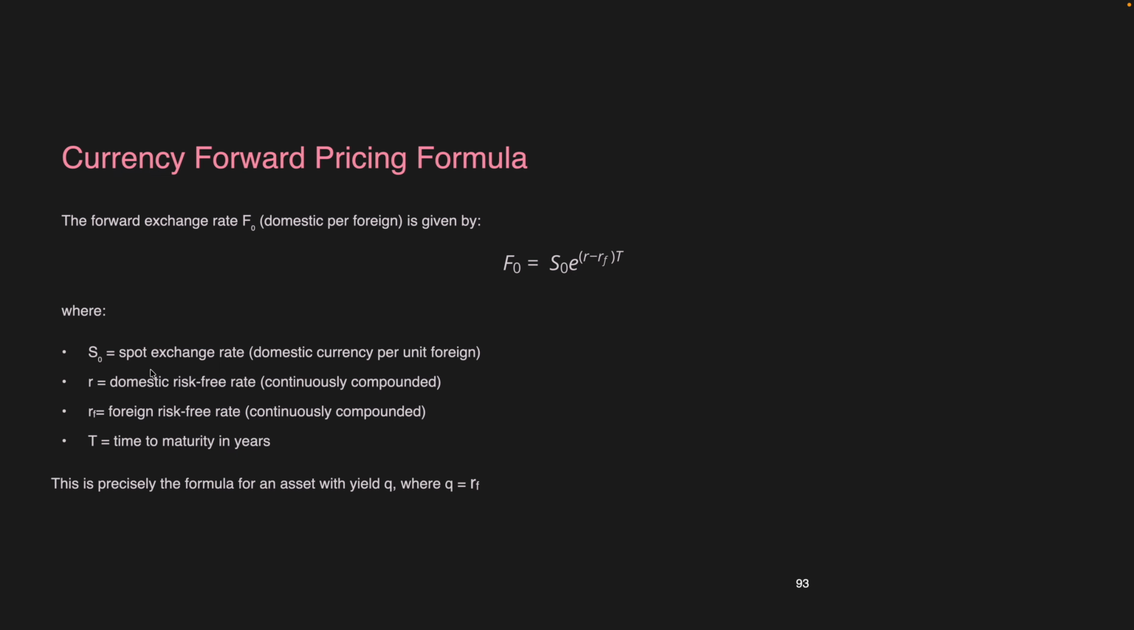Where S0 is the spot exchange rate, that is the domestic currency per unit of the foreign currency, R is the domestic risk-free rate continuously compounded, and RF is the foreign risk-free rate continuously compounded, and T is the time to maturity in years. This is exactly equal to the earlier equation; if we replace RF by Q, we will get the same equation, the future price when the asset gives a yield of Q as a percentage of the spot price or index.